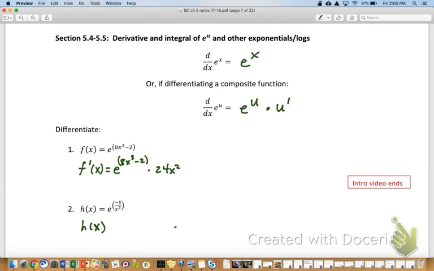What do you guys think of number 1? Y'all okay with number 1? e to the 8x cubed minus 2 times 24x squared. Yeah. Does that work okay? That looks real good. Did you guys do a quick check?